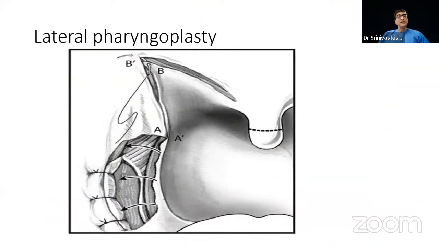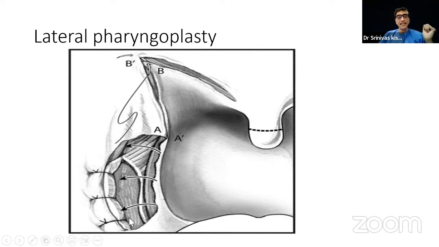Now, lateral pharyngoplasty is a procedure that is extremely popular in Brazil, wherein after tonsillectomy, you cut in at the base, at the tonsillar bed. You identify the obliquely running fibers of the superior constrictor muscle, not to be confused with the vertically running fibers of the palatopharyngeus muscle.